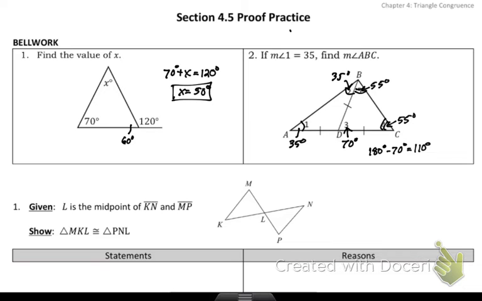I go, okay, 180, this would be 110. That would make this 70. I can then split it. This is definitely something that can show up on the test. All right, questions on the bell work? Then let's go over questions on the homework.